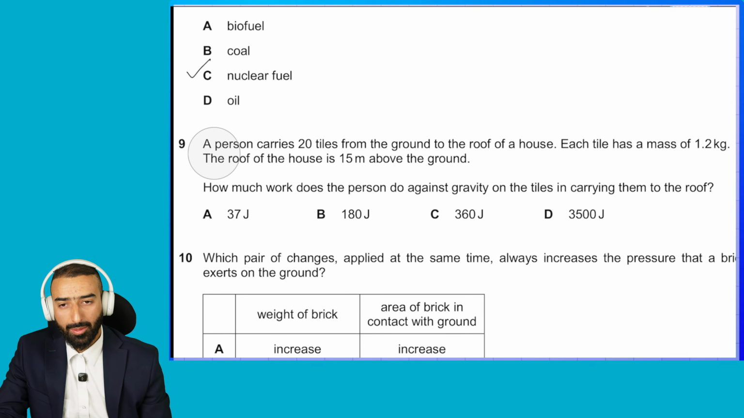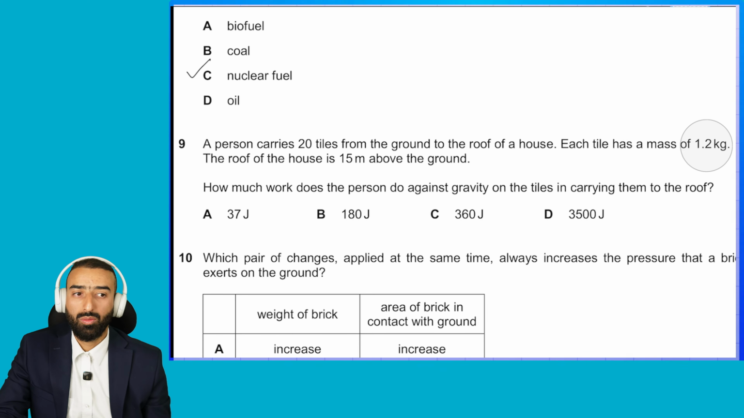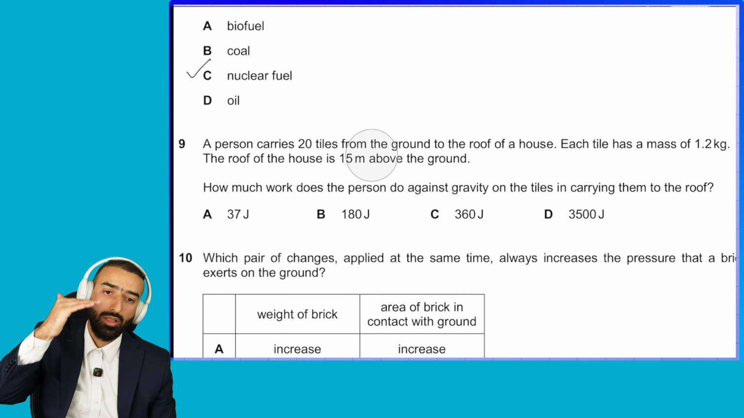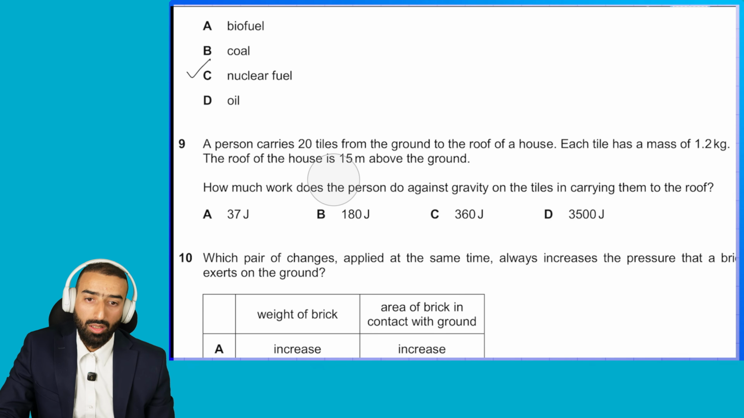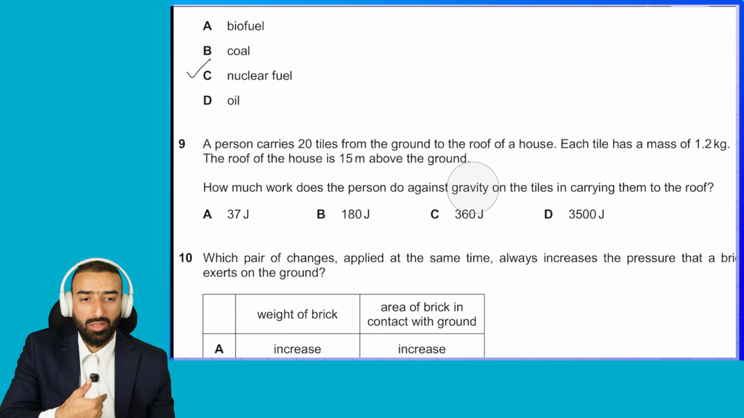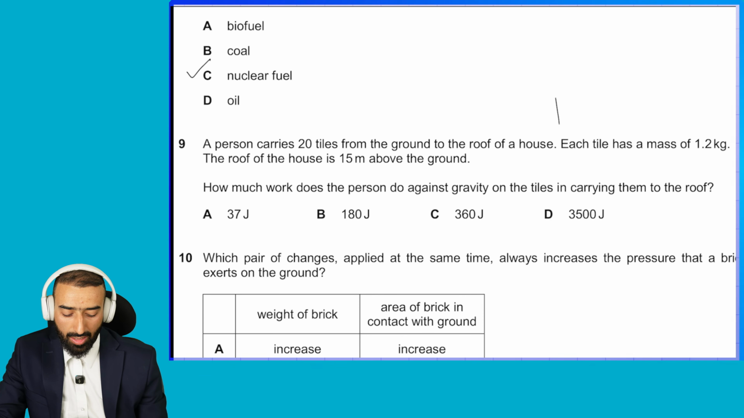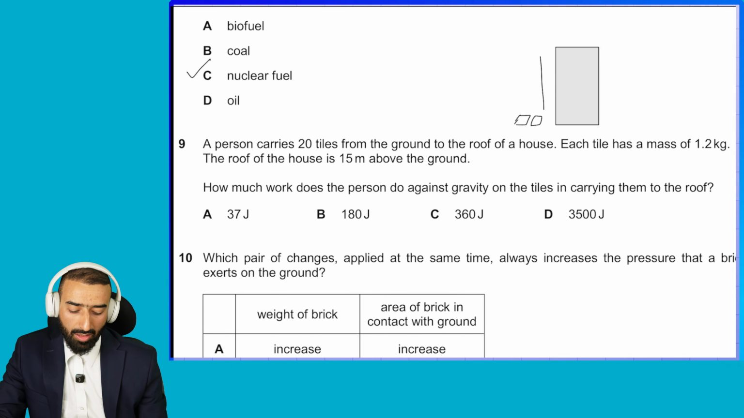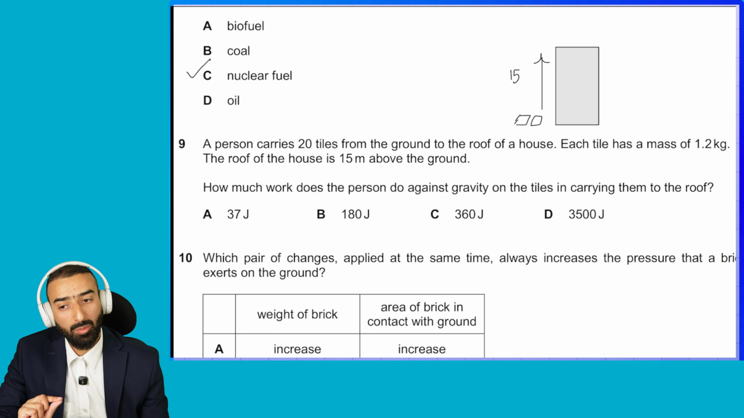Let's try question 9. A person carries 20 tiles from the ground to the roof of a house. Each tile has a mass of 1.2 kilograms. The roof of the house is 15 meters above the ground. How much work does the person do against gravity on the tiles in carrying them to the roof? A quick sketch might be helpful. Let's say this is our house and these are the tiles lying around and this height is 15 meters. Now, how much work does the person do?